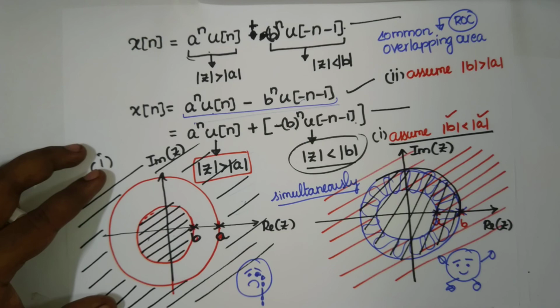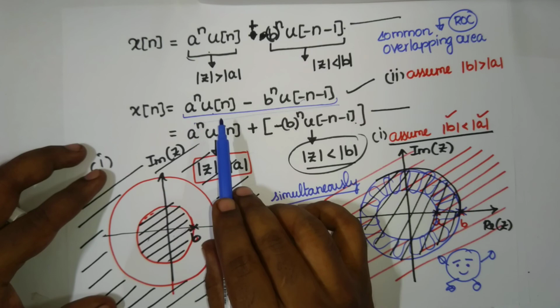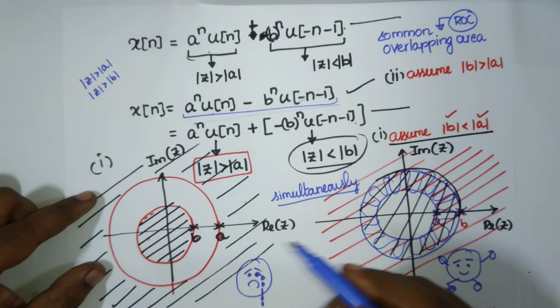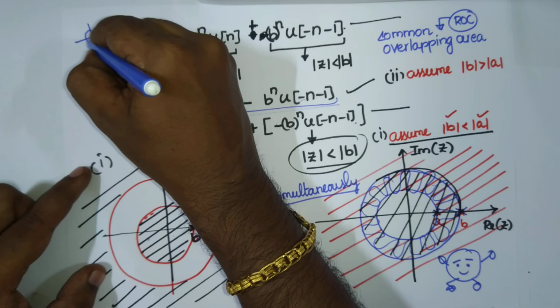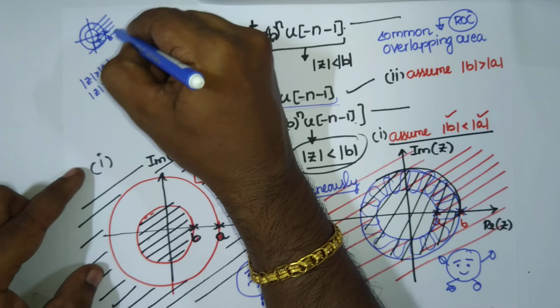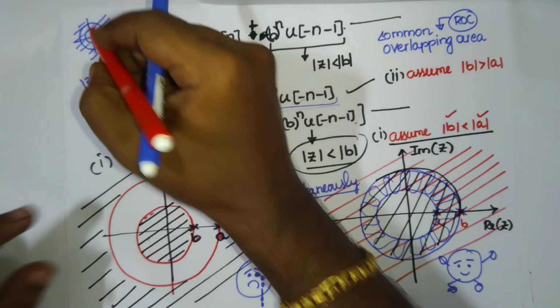Of course, for two causal sequences also we take the overlapping area. For example, you have a situation like this, mod Z greater than A and mod Z greater than B. See, both are causal. Suppose in this case this is my A and this is my B. So mod Z greater than A, I go like this. And mod Z greater than B, then I go like this.